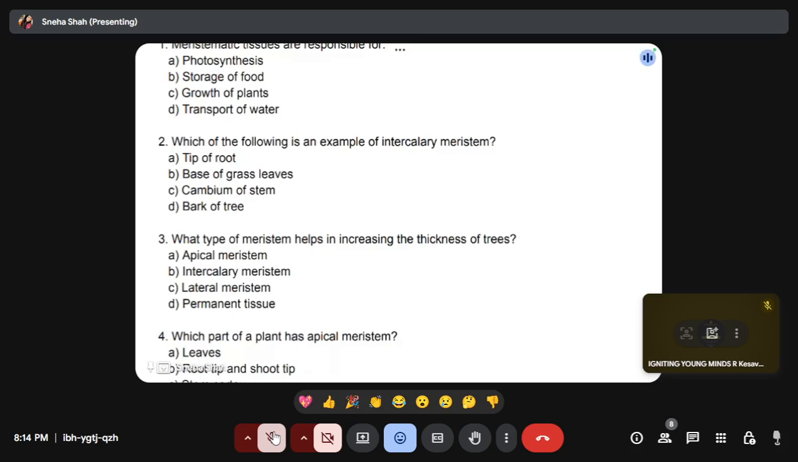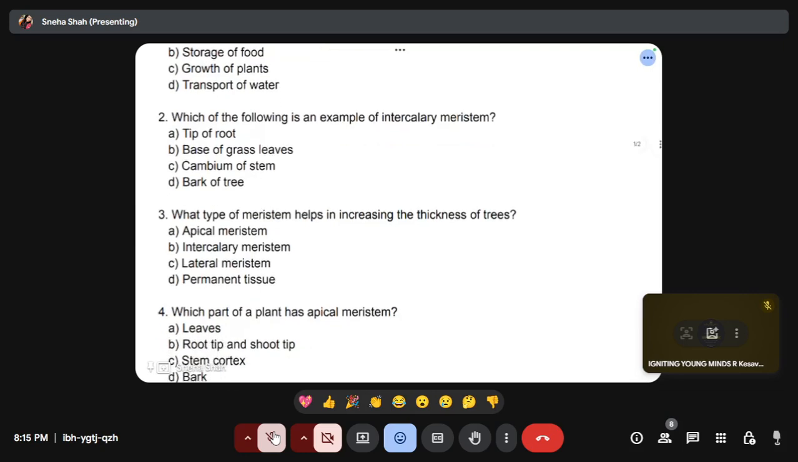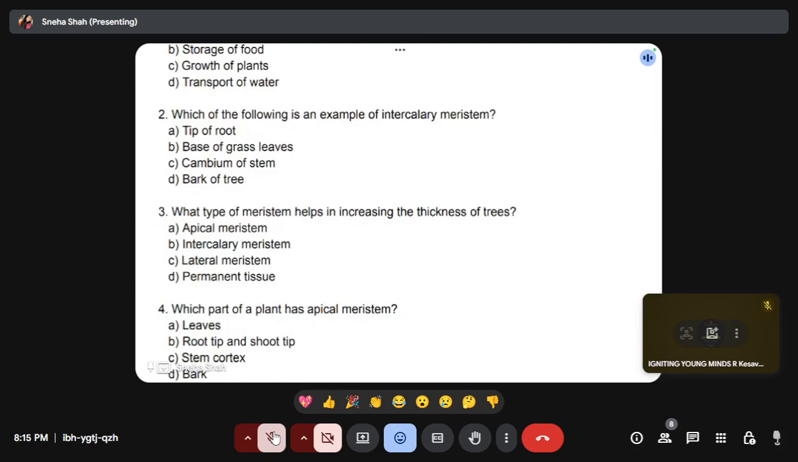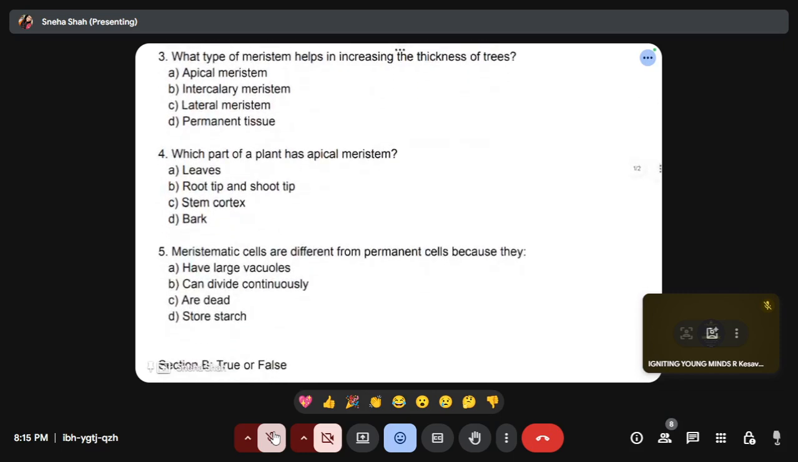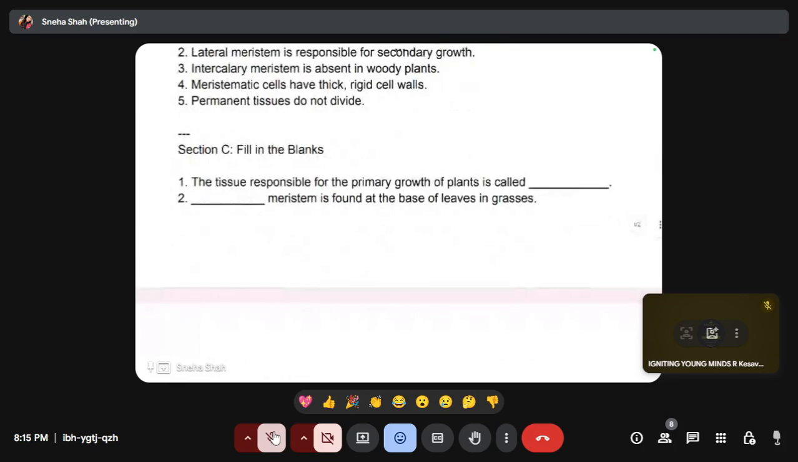Any confusion, any doubt? What is cambium of stem? It is the lateral part of the stem which is present in the outer part of the stem. So it is called cambium. So which type of tissue will be present there? It would be lateral meristem. Understood? Clear?